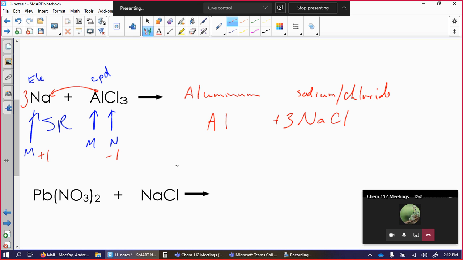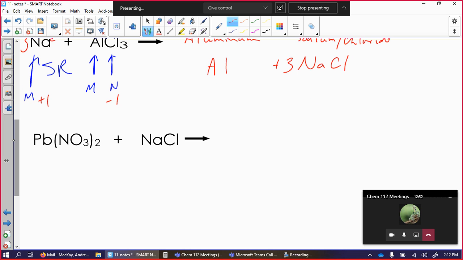Again, it's identifying. A lot of this stuff ends up being ionic or ionic-like. We talked specifically about combustion Friday or Thursday, so I'm not super worried about that. This is an ionic compound.